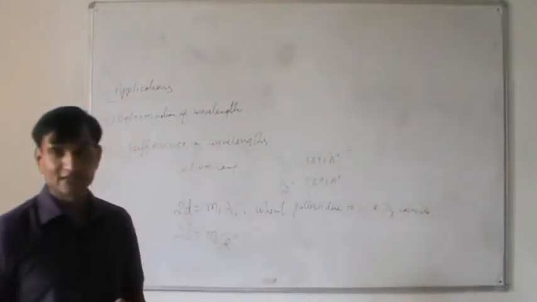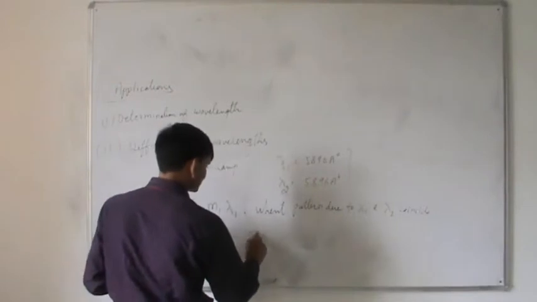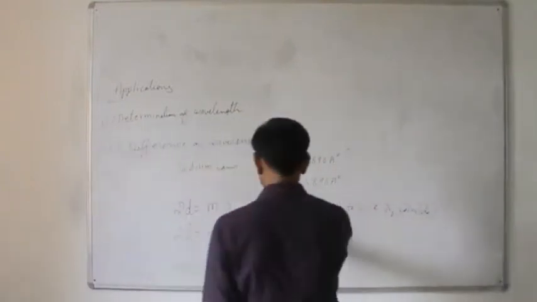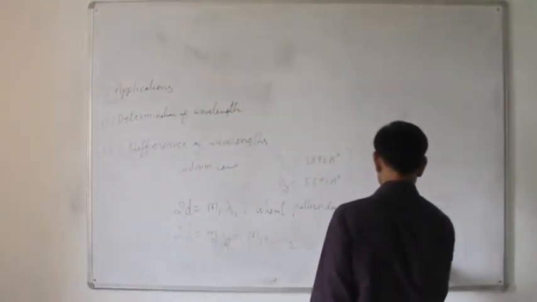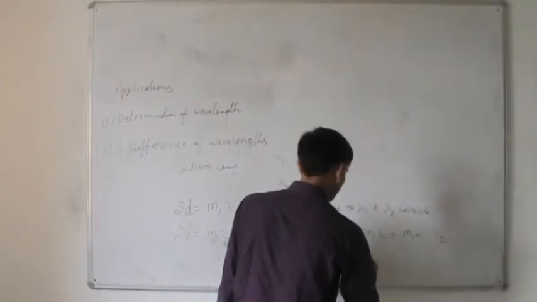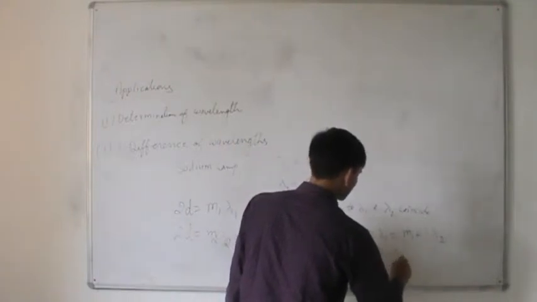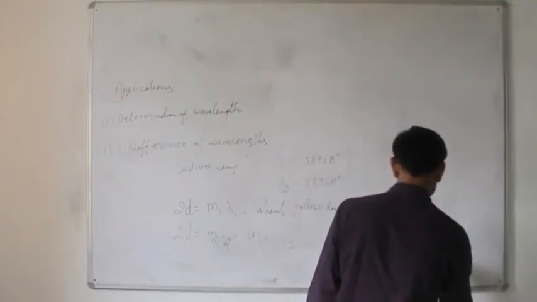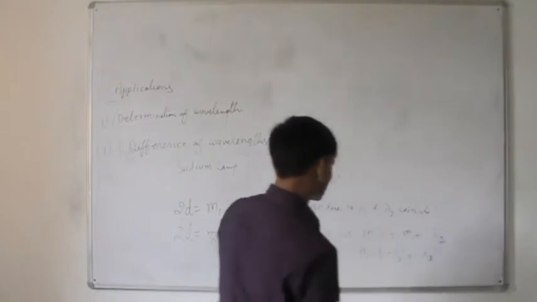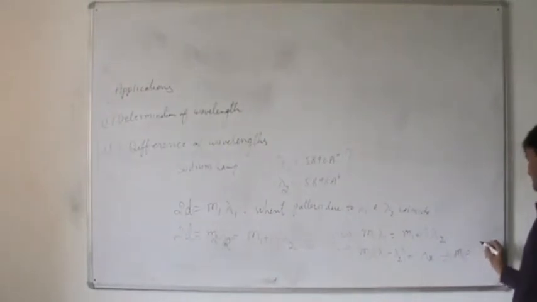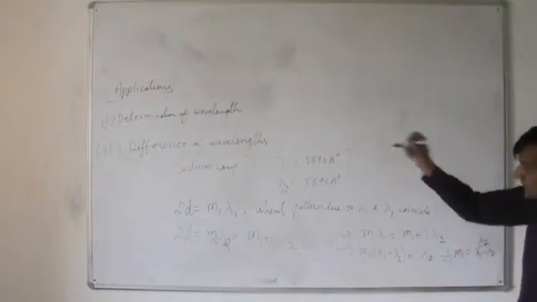as M1 plus 1 equations, then it gives you M1 lambda 1 equals (M1 plus 1) lambda 2, or you can say M1 (lambda 1 minus lambda 2) equals lambda 2. So from here we can calculate the value of M1, which is lambda 2 by (lambda 1 minus lambda 2).